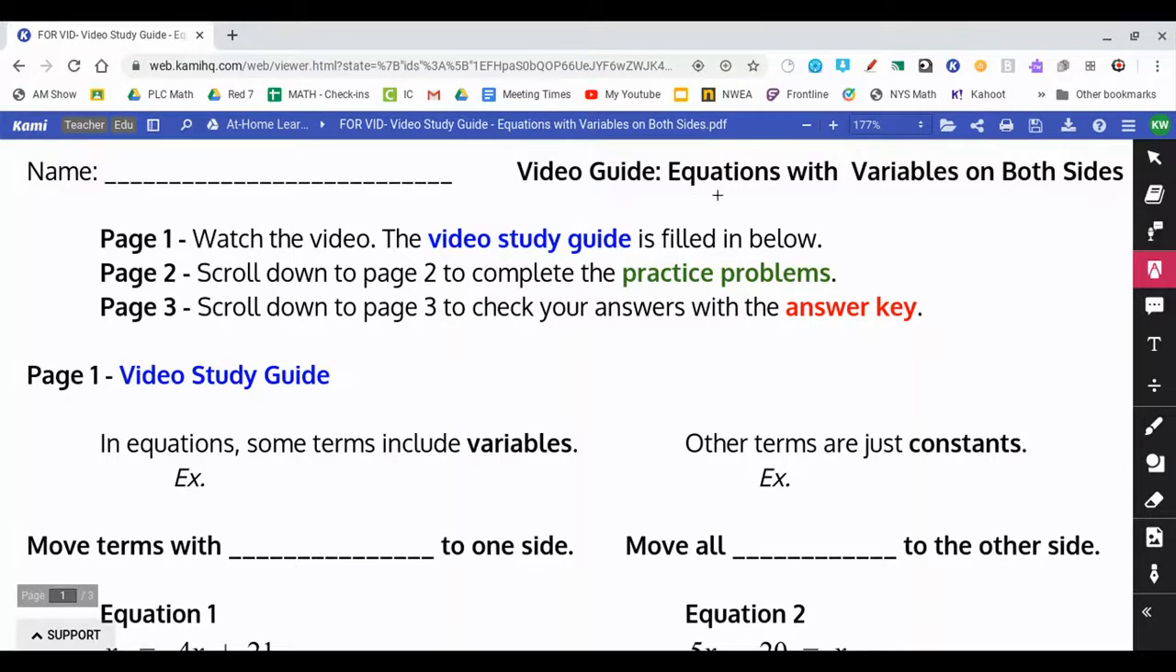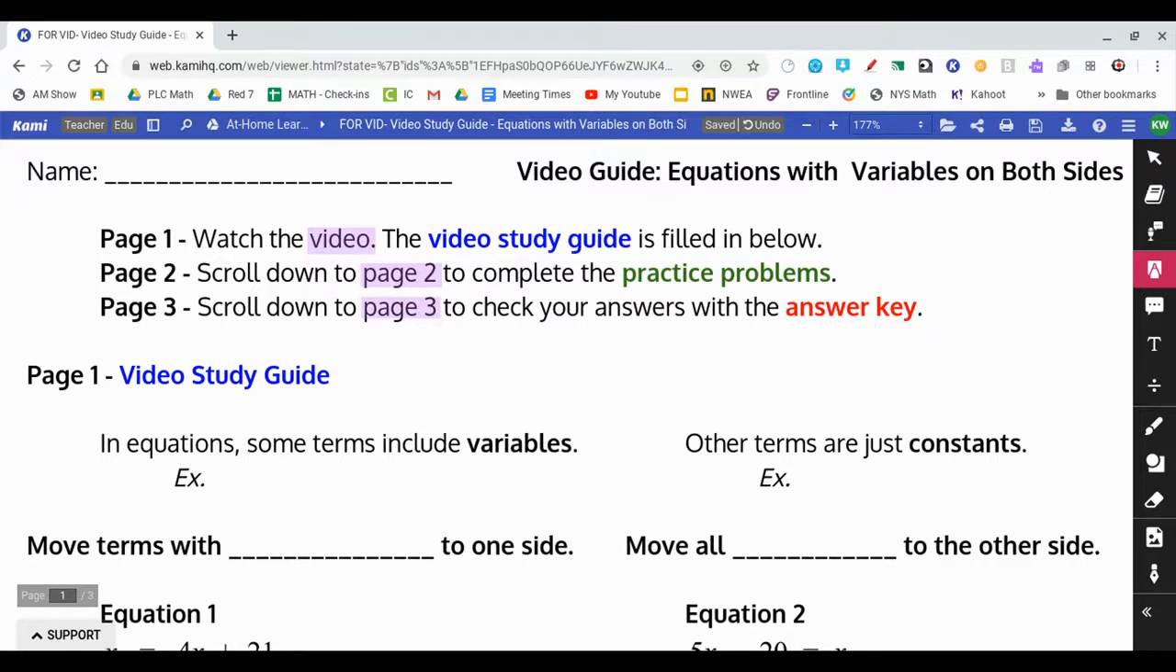Hey guys, today I'm going to go over how to solve equations with variables on both sides. So please make sure you watch this video where I fill out the first page of the study guide, then scroll to page 2 and complete those practice problems, and finally go to page 3 and check over your answers.